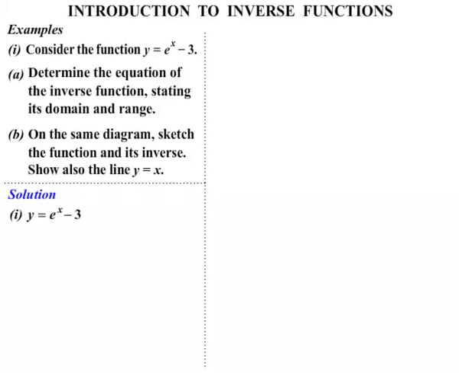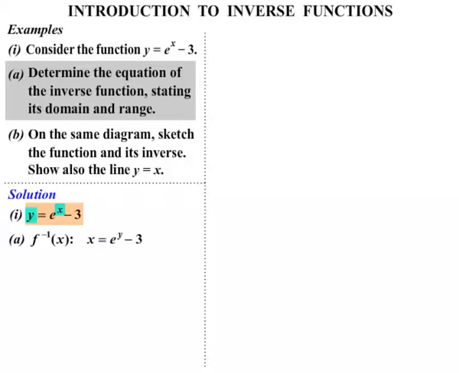Solution. Let's write down the original function firstly, y equals e to the x minus 3. Now the inverse function. The notation for that is f to the minus 1 of x. Basically all we do there is swap the y and the x around, simple as that. So to do that we eventually get that x equals e to the y minus 3.